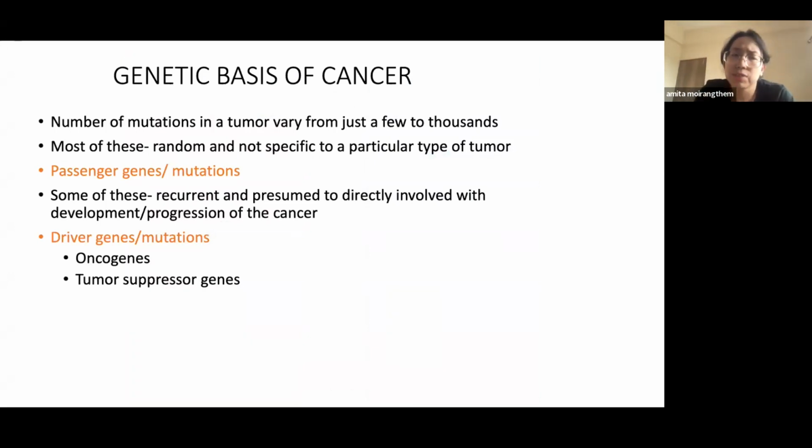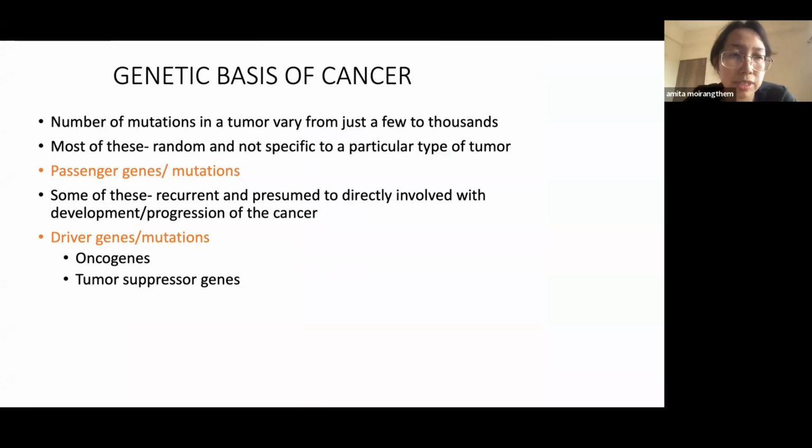So there are various genetic variations in a tumor. These may vary from hundreds to thousands. And if we look at the different types of tumor, most of these variations or mutations, as we call them, are random and not specific. Like, for example, if we look at breast cancer and some liver cancer, most of the mutated variations are in common genes. So these genes are not specific to a particular type of tumor, and these are better known as passenger mutations or passenger genes.